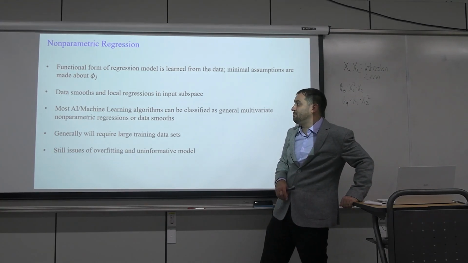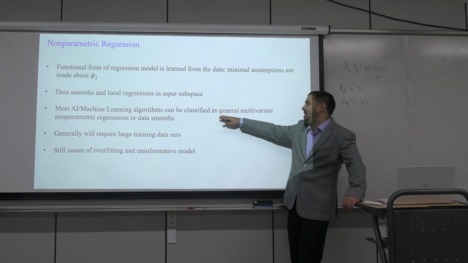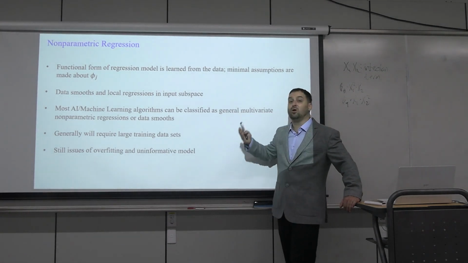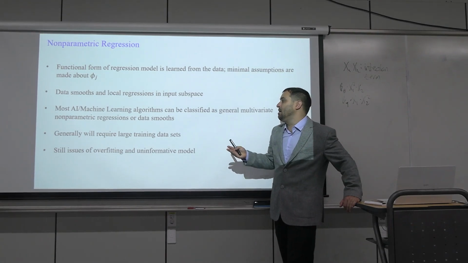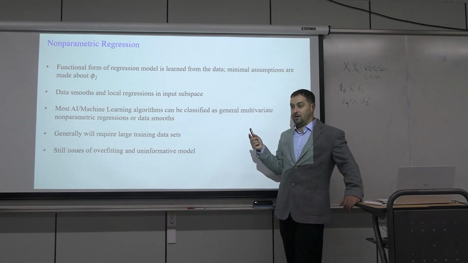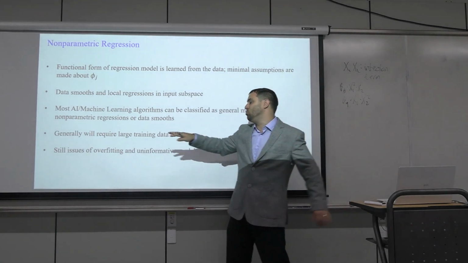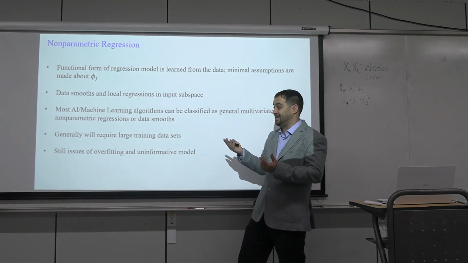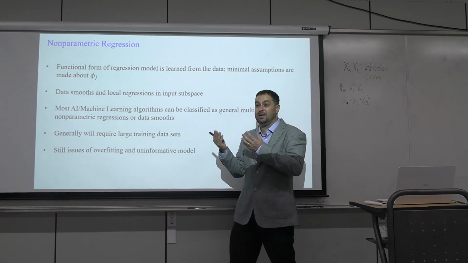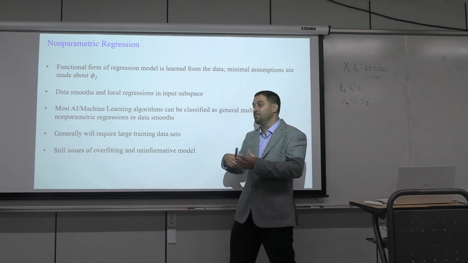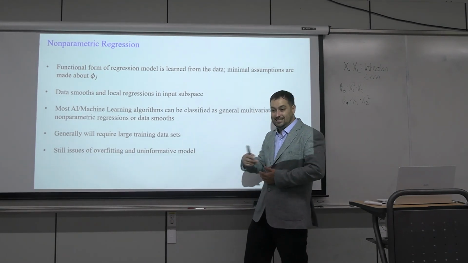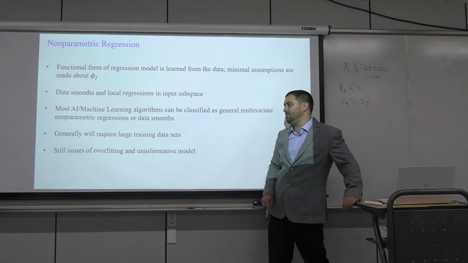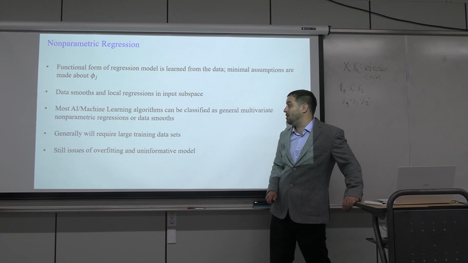Most of the AI and machine learning algorithms can be classified as general multivariate non-parametric regressions or data smooths. But the one drawback of non-parametric regression is you will generally require large training data sets. So you need large data sets because we're not making assumptions of the functional form. You need large training sets. And also we still have the issues of overfitting and uninformative models.